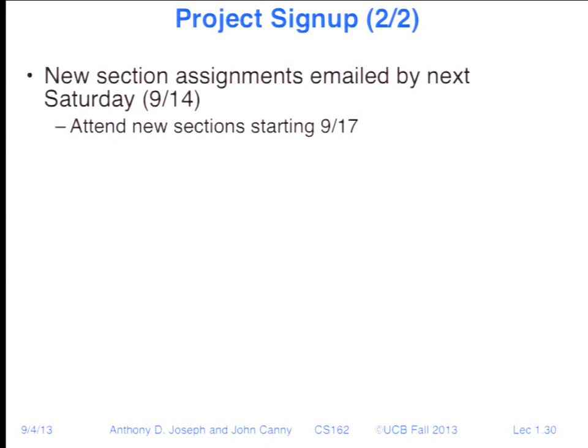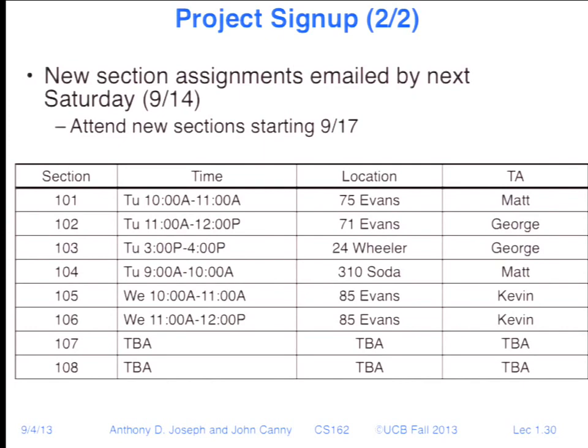OK. We'll try and post your new section assignments next Saturday. It may take us a day or two to do some hand tuning. We use this little greedy algorithm that runs to try and give everybody their first choice, and then we have to go back and do some hand optimization of that. You'll start attending your assigned sections as of the 17th and the 18th. So this should have actually been filled in. I believe it's Tuesday. 1 to 2 and 2 to 3 are our additional sections that have been allocated. So the 107 and 108 sections are Tuesdays, 1 to 2, and 2 to 3 p.m.